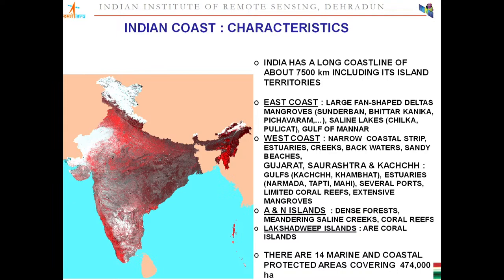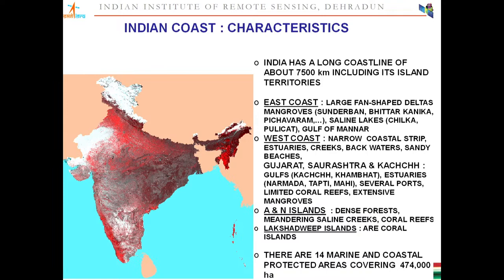And the east coast, what are the characteristics? On the east coast we have large fan-shaped deltas like Sundarban and Bhitarkanika. We have mangroves in Sundarban and Bhitarkanika, and the Sundarban delta is the world's largest delta. We have a good amount of mangroves. Of the Sundarban mangroves, one-third is in India and two-thirds is in Bangladesh. Bhitarkanika is in Odisha, Pichavaram in Andhra. There are saline lakes, Chilka and Pulicat. There is the Gulf of Mannar.